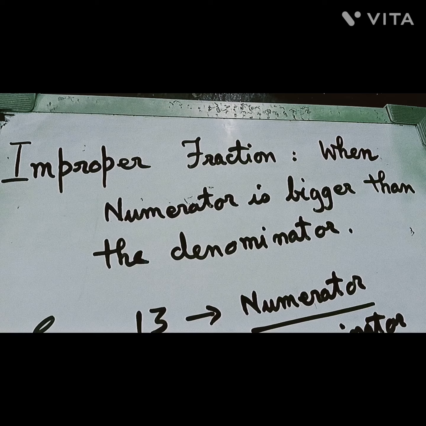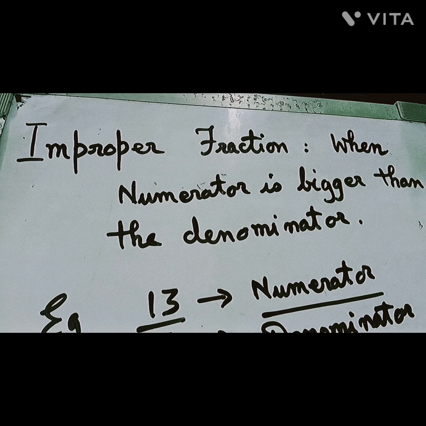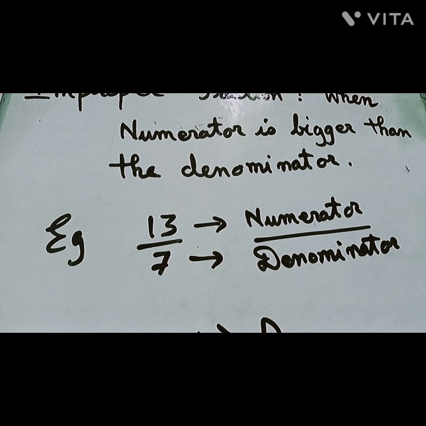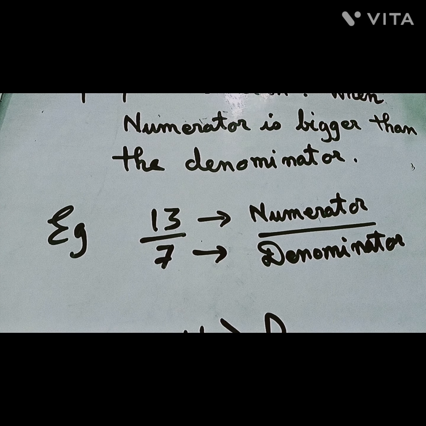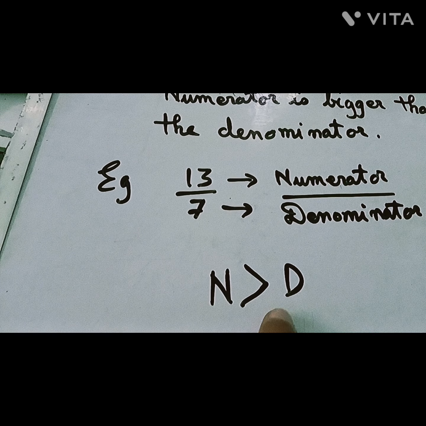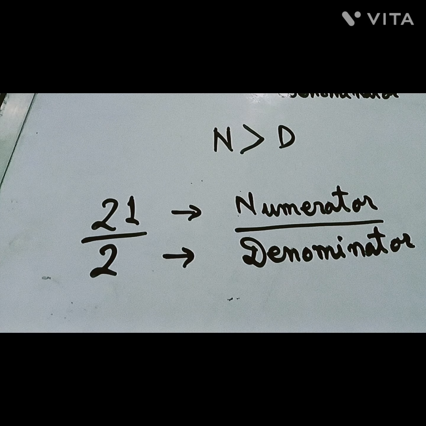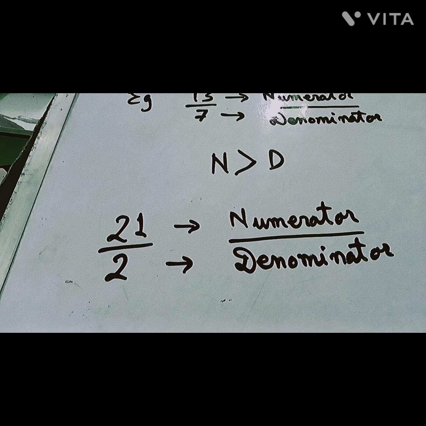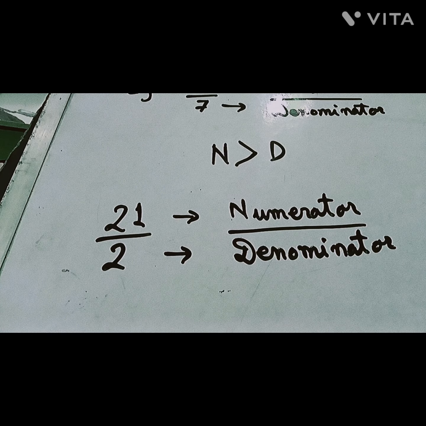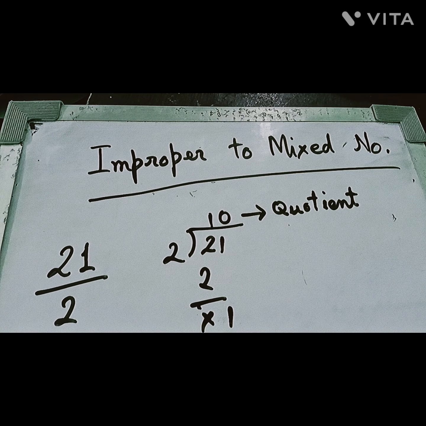The next type of fraction is improper fraction, when the numerator is bigger than the denominator. Example, 13 by 7. 13 is the numerator, 7 is the denominator. So numerator n is greater than d, d is denominator. Example 2, 21 by 2. 21 is numerator, 2 is denominator. Again, numerator is greater than denominator. So this type of fraction, when numerator is greater than denominator, is called improper fraction.